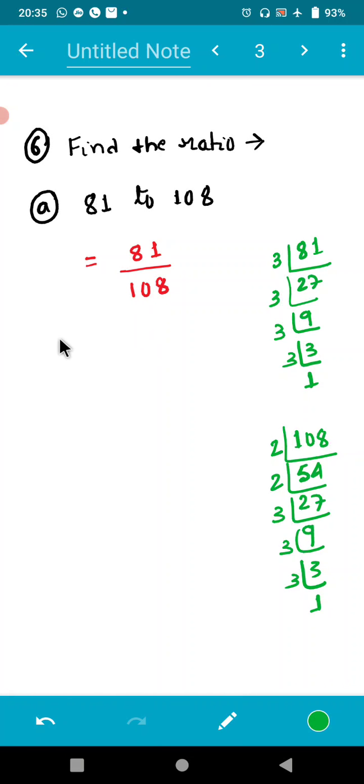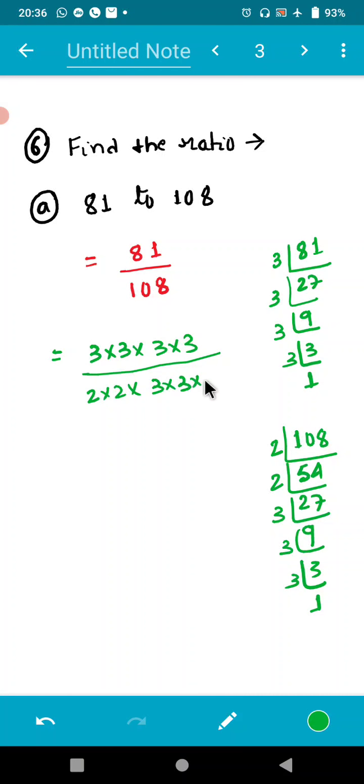Now what you will do, you will put all the factors of 81 in the numerator, that is 3 into 3 into 3 into 3. Now in place of 108 you have to write 2 into 2 into 3 into 3 into 3. Now you will reduce all the common factors. So what is there in the numerator? Only 3. And what is there in the denominator? 2 into 2, 4. So the ratio is 3:4. Okay, this is how you can do it.